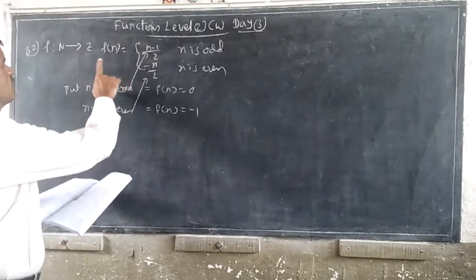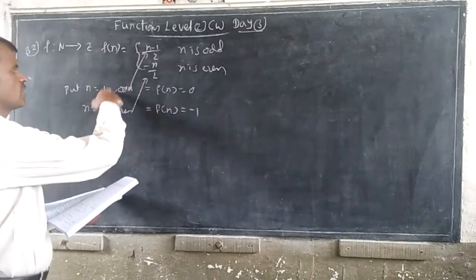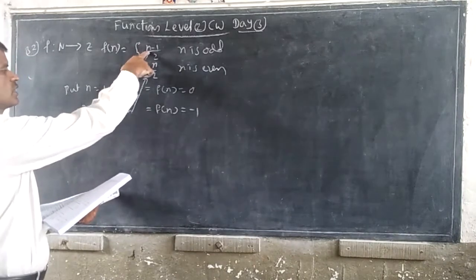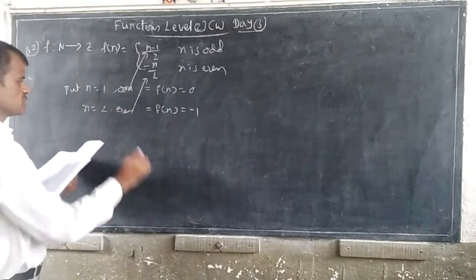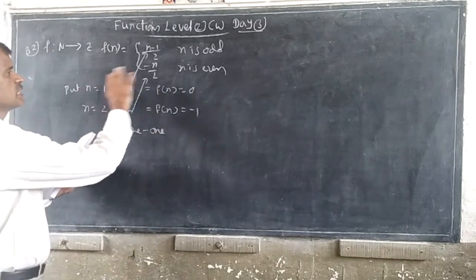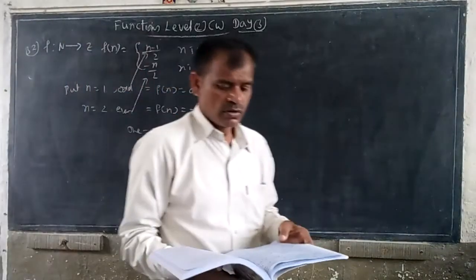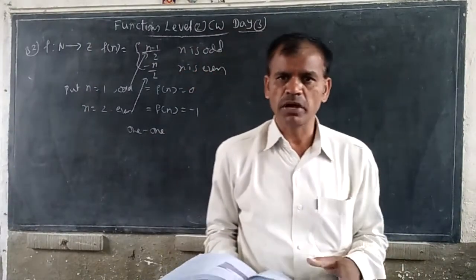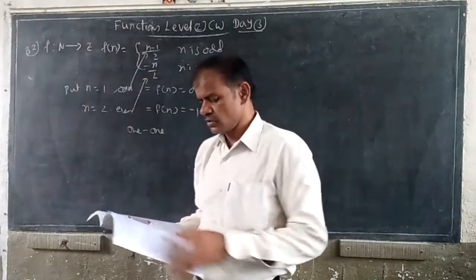Then for every number, for odd we should calculate this one, and for even we should calculate this one. So it is 1-1. The function is 1-1 because for every distinct element of A, distinct element of the domain, we are getting a distinct image in the codomain.